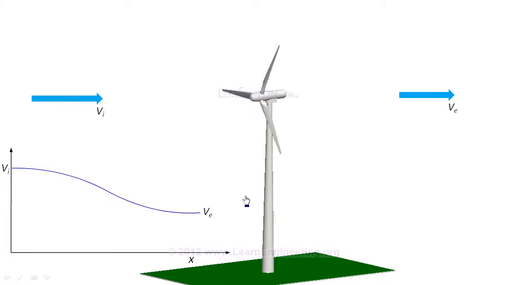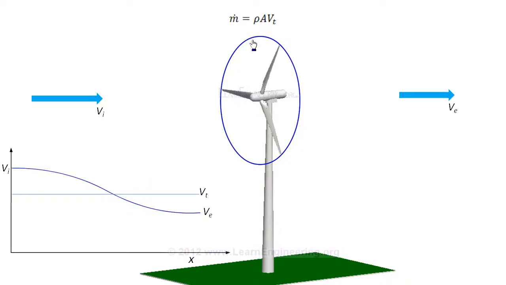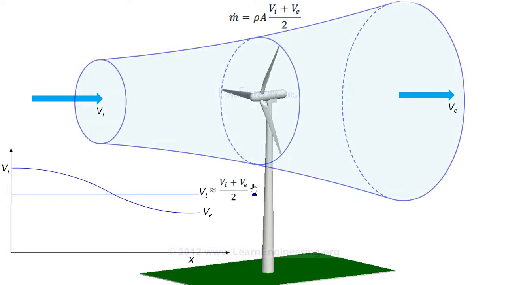Mass flow rate passing through the blade swept area is given as wind velocity at the blade times density times area. Wind velocity through the blade can be approximated as the average of inlet and exit velocities. Since velocity at the inlet is higher than at the outlet, the same mass will flow through the inlet and outlet through a smaller and bigger area. So the fluid passing through the swept area will follow a flow volume like this.